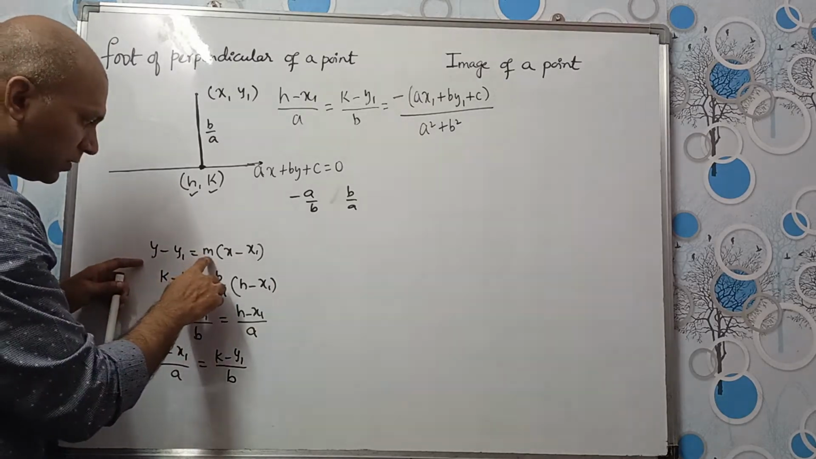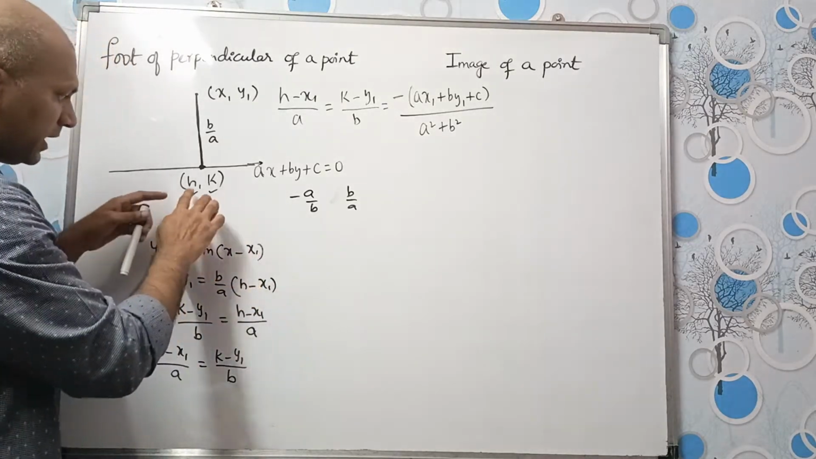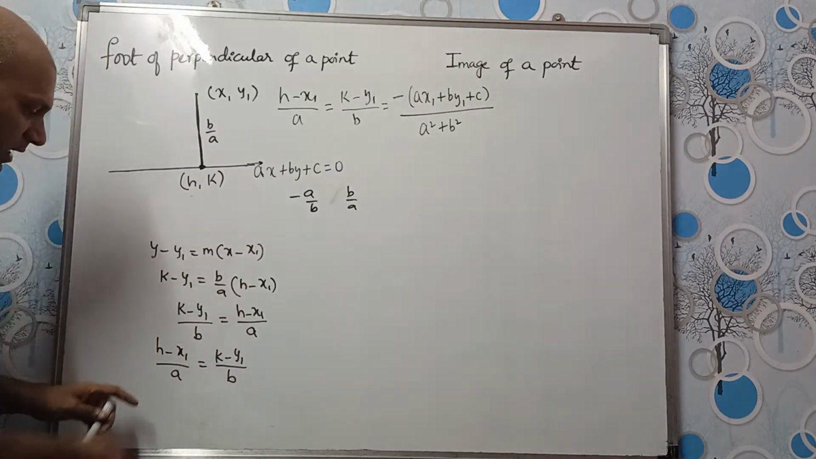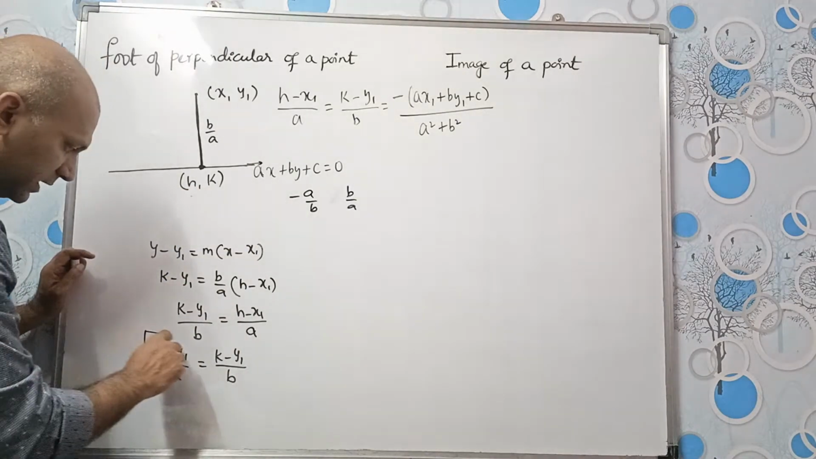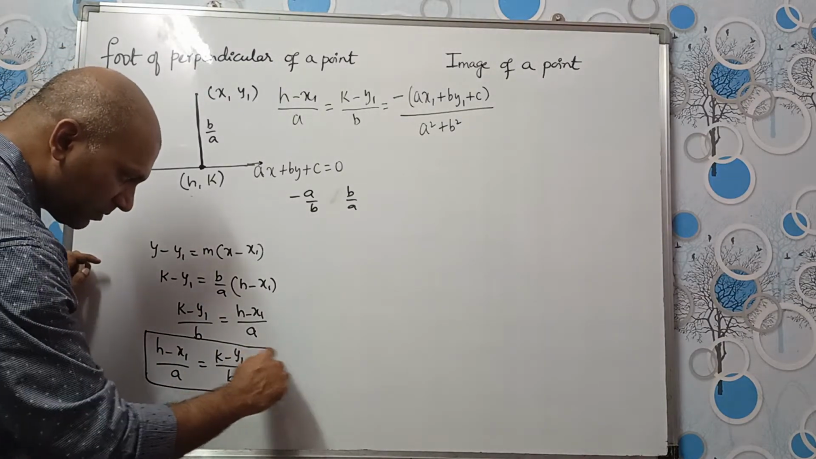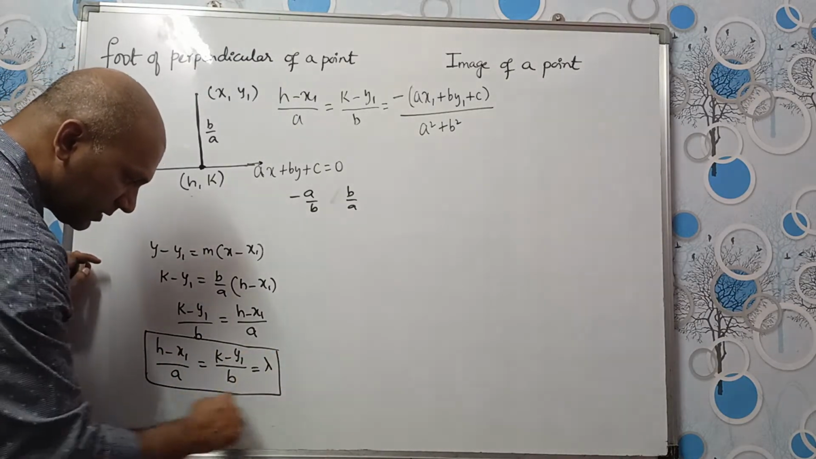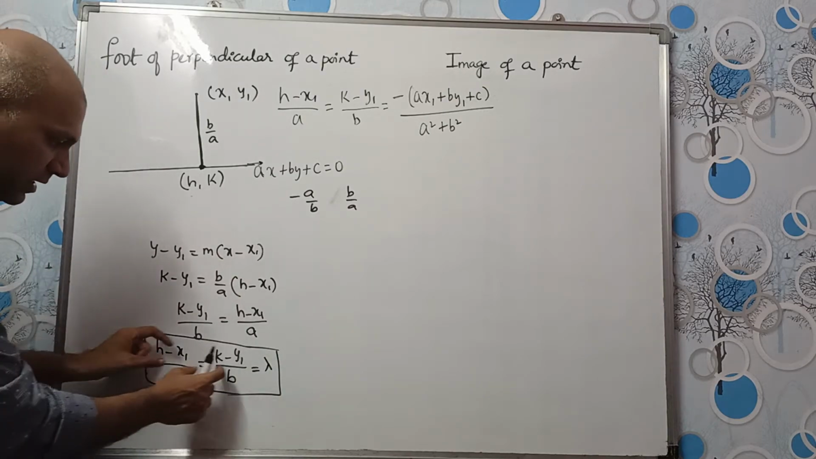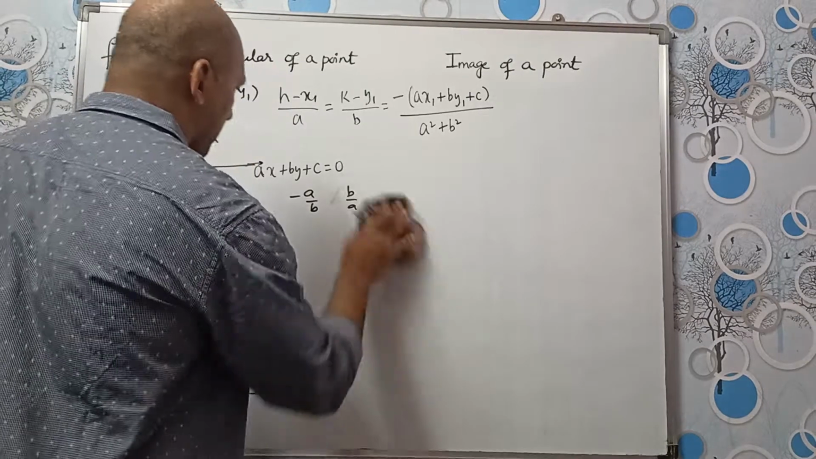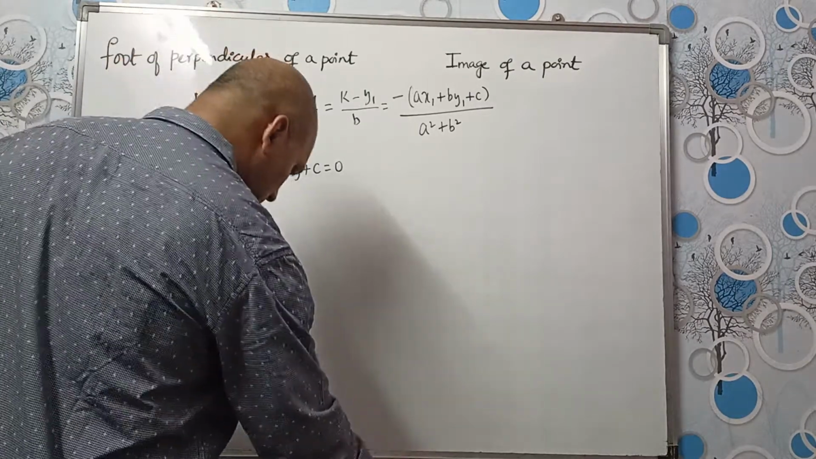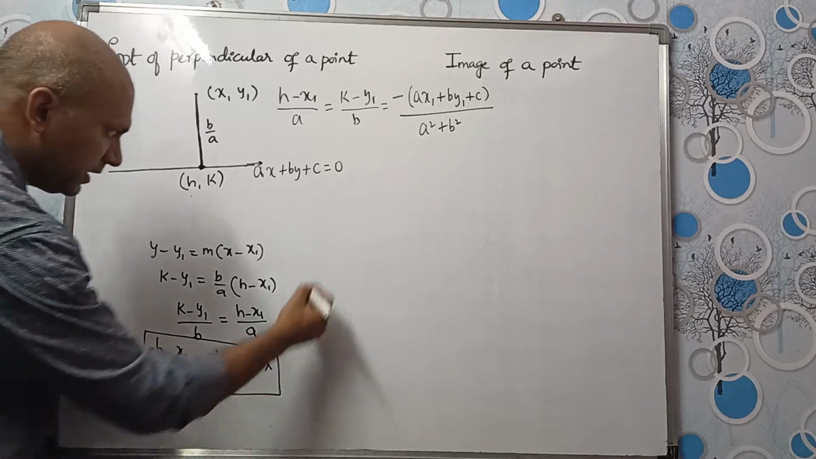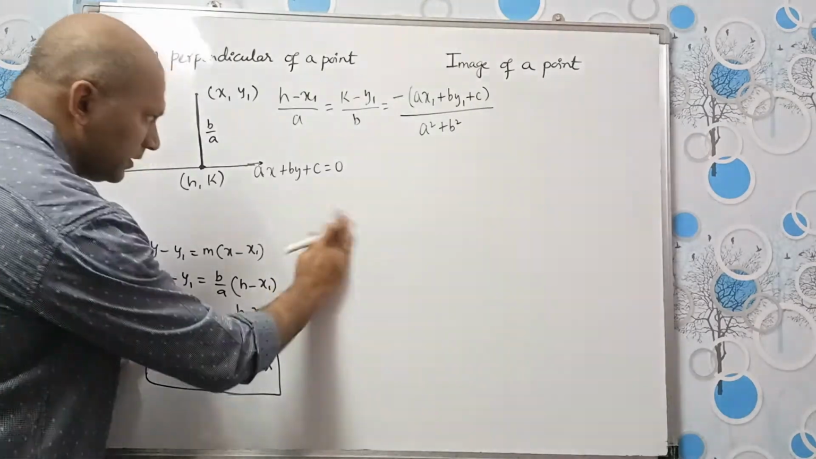y minus y1 is equal to m into x minus x1, and in place of x and y we substituted h comma k, and we got this much, right? Now let this ratio be some lambda, some constant, because this is division equal to division and it is equal to lambda, right? Now what will be the value of h and k from here? Let us write it separately.